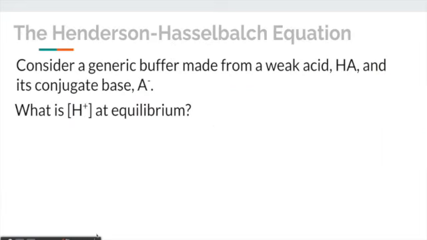Okay, now you're going to learn a little bit of a shortcut here. This is a really valuable tool called the Henderson-Hasselbalch equation. We're going to start out by just considering a generic buffer. It's made from a weak acid, let's call it HA, and of course its conjugate base would be A-. And the question here is, what is H+ at equilibrium? We can set up an ICE chart for this. This is the equilibrium that would be established.